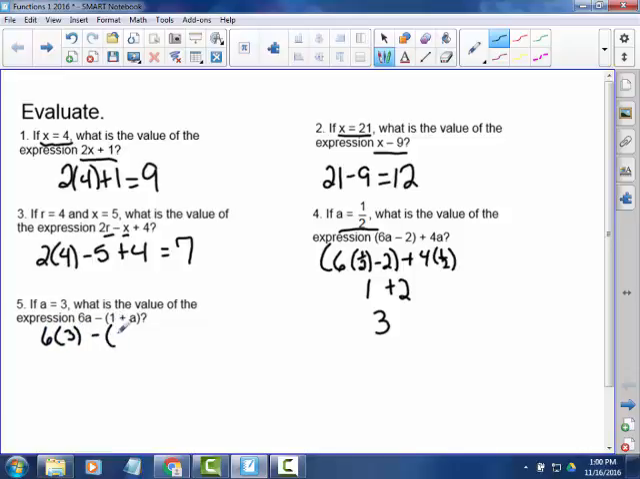Okay, if a equals 3, so we take 6 times 3 - (1 + 3). Well, 1 + 3 is inside the parentheses, that's 4. 6 times 3 is 18. 18 take away 4 is 14. Okay, so that's how we evaluate an expression.